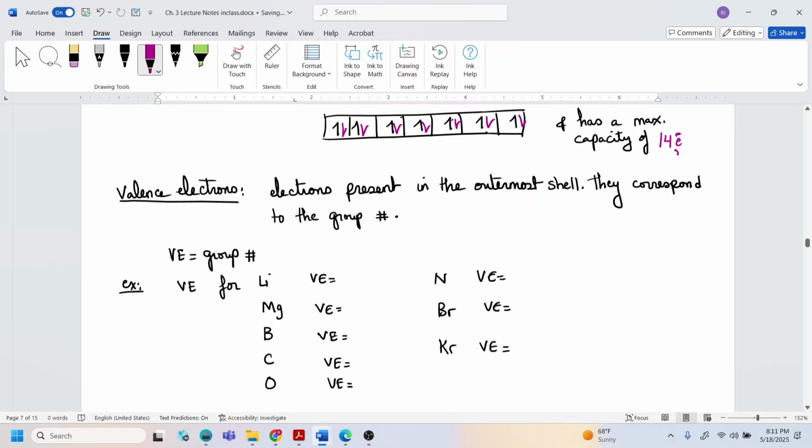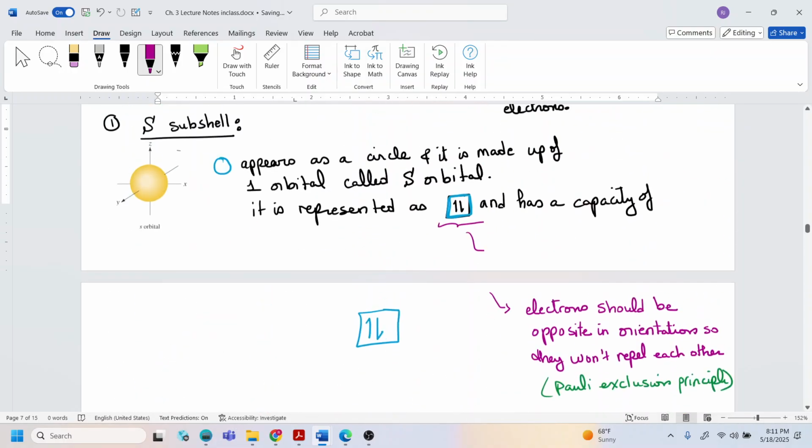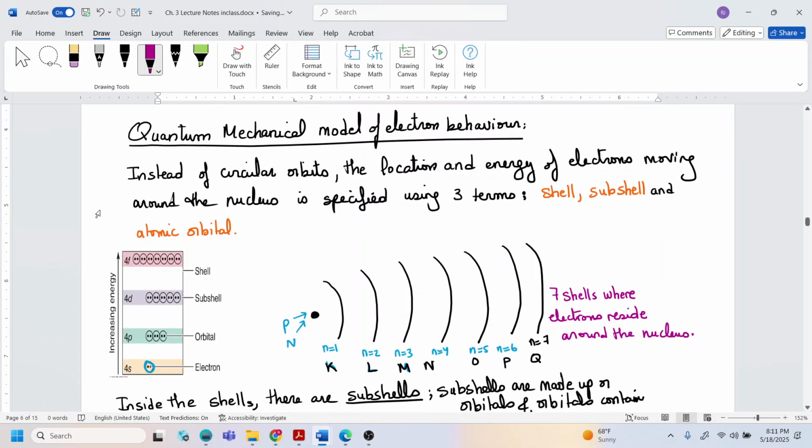Valence electrons, what are these? These are electrons that are present in the outermost shell. So what is the outermost shell? The outermost shell differs from one element to the other. If you take a look at the nucleus and the shells around the nucleus, we said that this is the shell, and the electrons reside in the orbitals in the shell, right? Now every element has a different outermost shell. This is the outermost shell that has electrons.